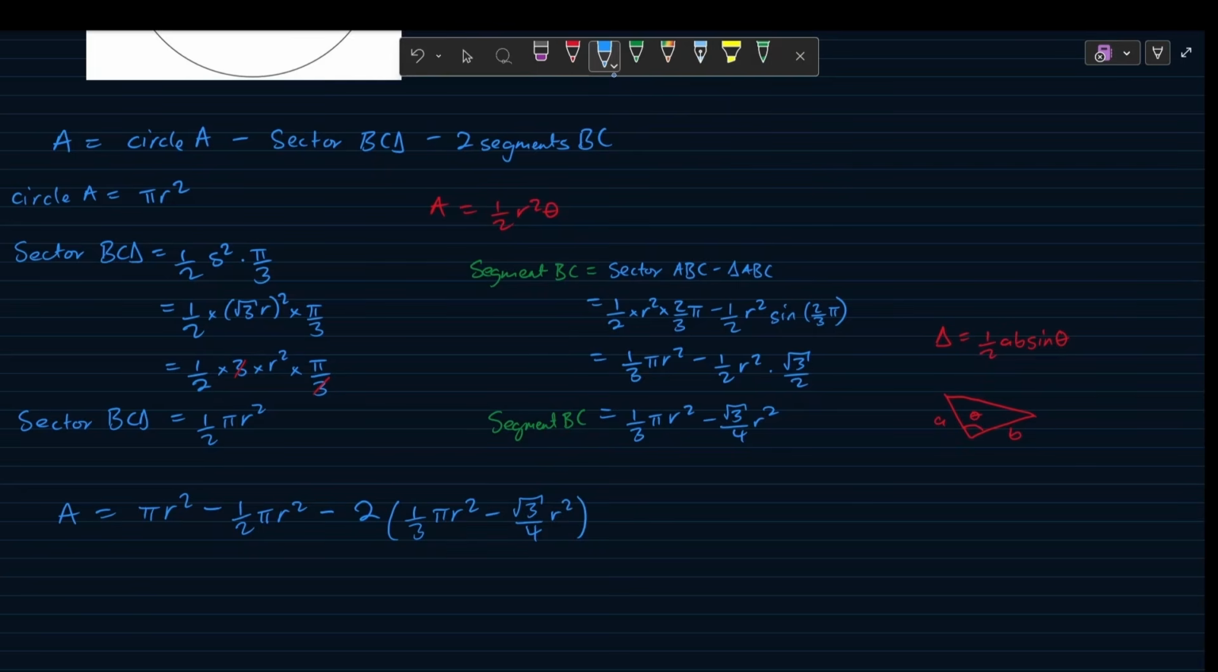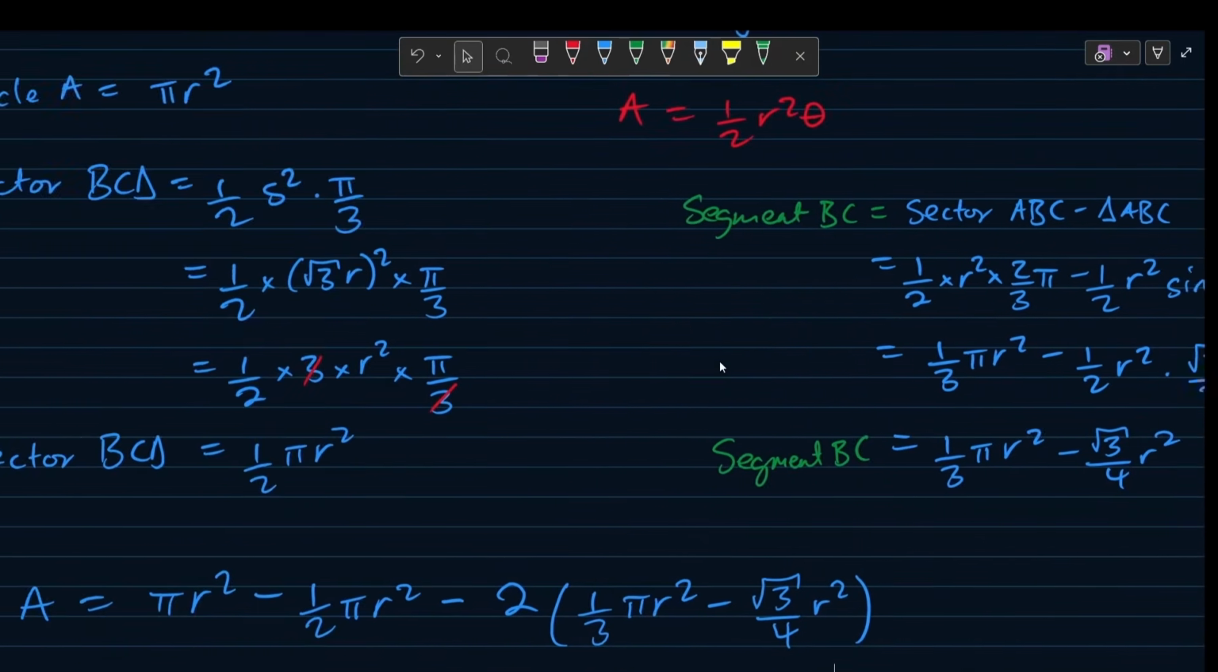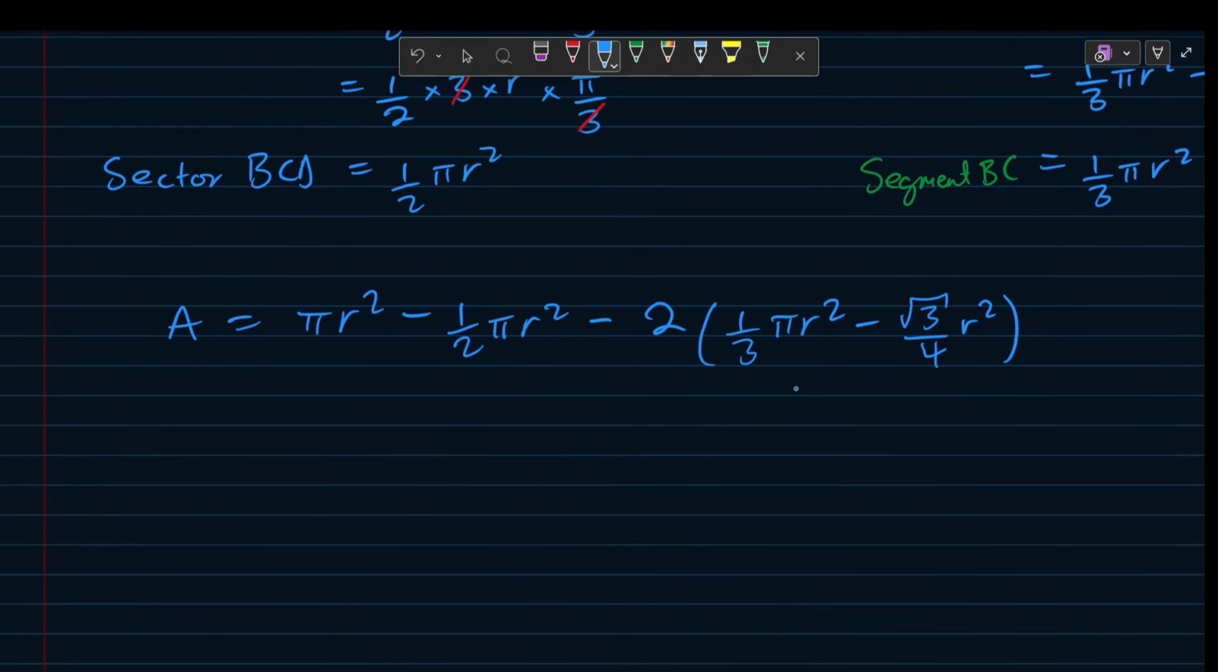r squared. And now we need to simplify. So I've got A is here, I've got pi r squared minus a half pi r squared. I hope you can see that the pi r squared is common, right? So essentially we are factoring out pi r squared, so you end up with 1 minus half.